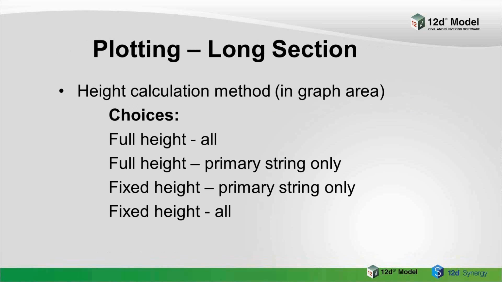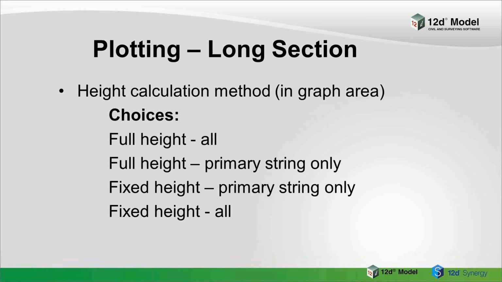Now I'll just explain them all to you, because once you know they're pretty straightforward. Fixed height all is our standard one we do now. The all just means we use your long section, your primary string, all the TINs and all things in the offsets model to work out how big the area has to be to display all of them. So that's what we do now.